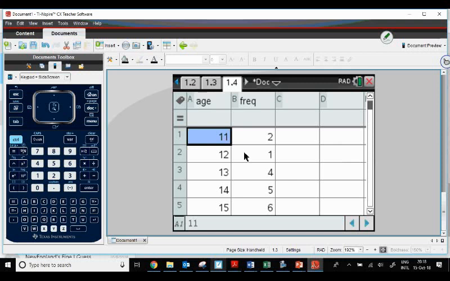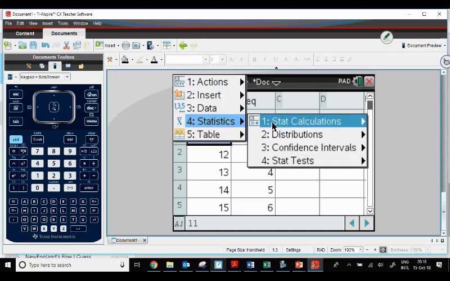By the way, one thing I could have done instead of using frequencies, I could have just entered the number 11 twice. I could have entered the number 13 4 times, 14 5 times, and so on. And then we could have done this the exact same way as we did before, but this is a little bit less writing and a little less typing. So here we go. We're going to do the same thing as earlier.